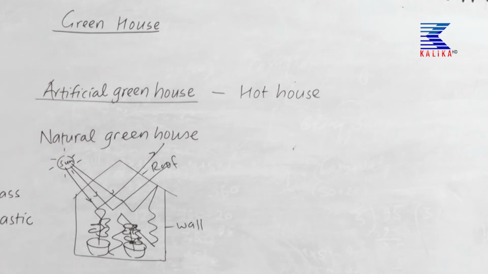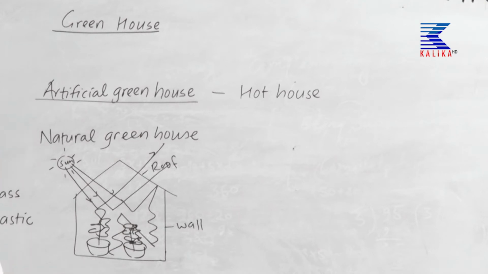So what is greenhouse? An artificial greenhouse is a house-like structure made up of plastic or the glass, which is used to grow the vegetables or crops or fruits in it.